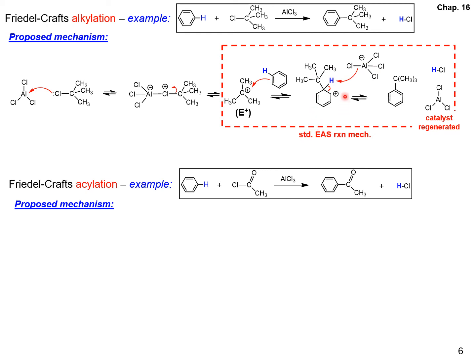And the second step, the fast step, is loss of a proton by some Lewis base coming by, taking the proton away, and the electrons in the CH bond go back into the ring, and you end up with the aromatic ring again. And you can see the catalyst is regenerated, you've lost HCl, and overall you've substituted this hydrogen for the t-butyl group, and the t-butyl group came from this carbocation.